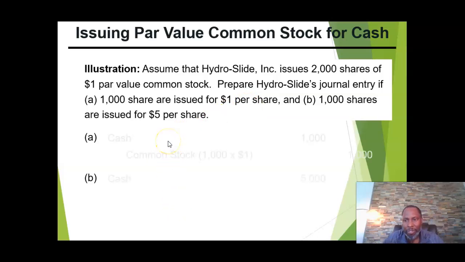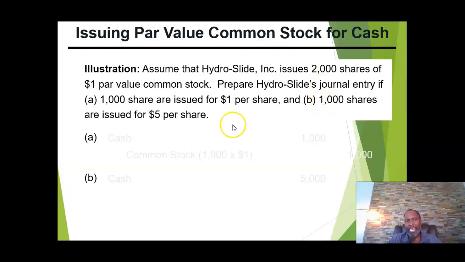we're going to debit cash for $1,000. That is the 1,000 shares at $1 per share that was issued, and credit common stock. You will always credit the common stock account at its par value amount. Again, always credit common stock at its par value amount.